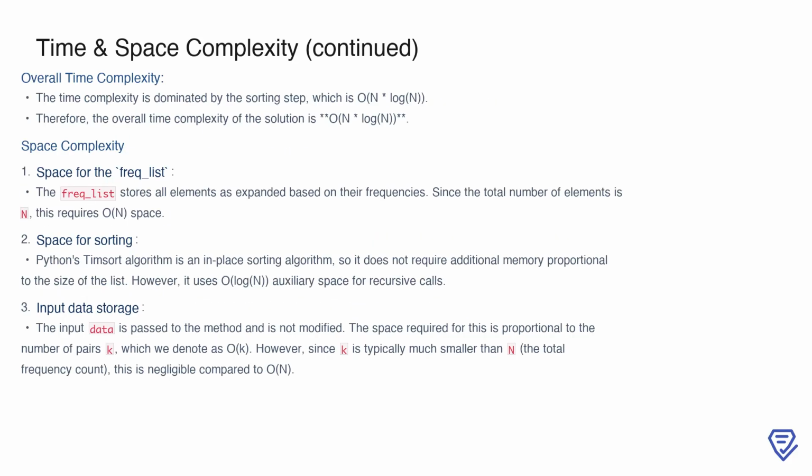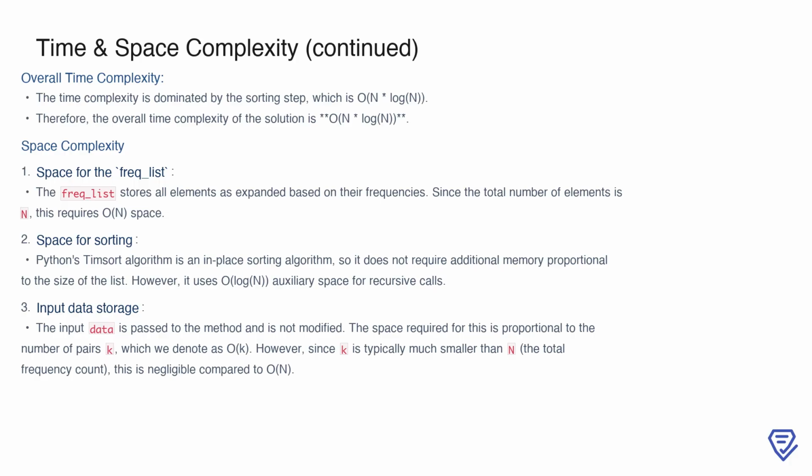Now, when we consider the overall time complexity, the sorting step, which takes O(n log n), dominates the process. This makes the total time complexity of the solution O(n log n). On the space complexity side, there are 3 main contributors. First, the frequency_list requires space proportional to the total number of elements, which is O(n).